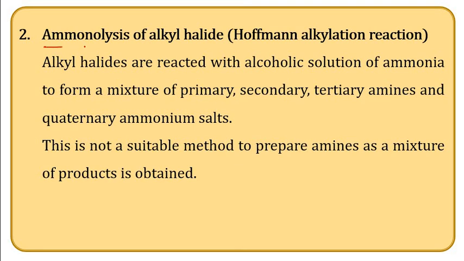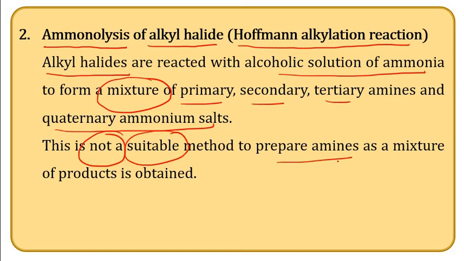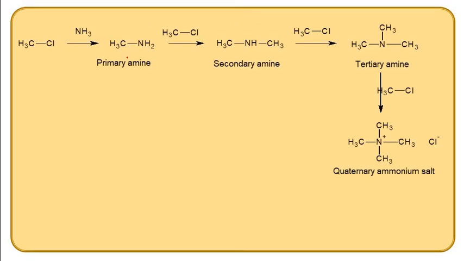Okay. Second one, ammonolysis of alkyl halide, also known as Hofmann alkylation reaction. In this, what will happen? We take alkyl halide treated with alcoholic solution of ammonia, and we get primary, secondary, tertiary, and if you add more alkyl halide, finally you get quaternary ammonium salt. Actually in this process we get a mixture, so this is not a suitable method for the preparation of amines, as the products are obtained as a mixture.